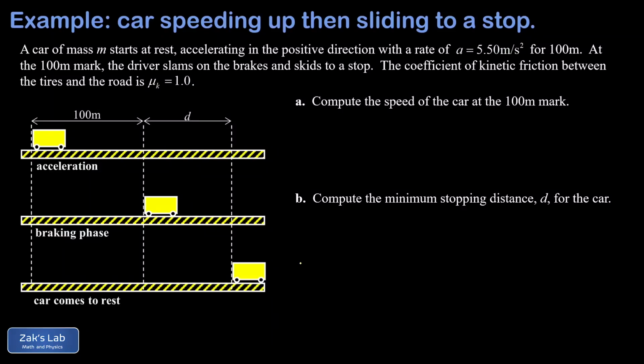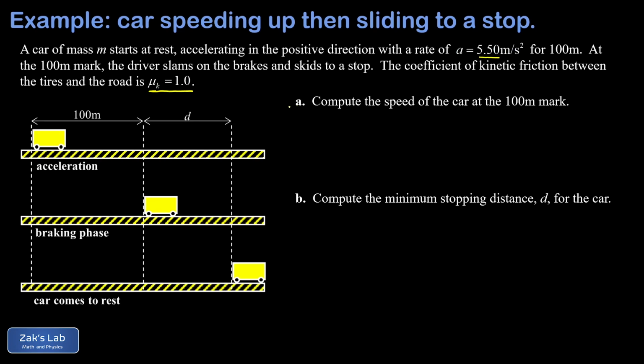In this video, we're looking at a two-part kinematics problem. So we're given a car of unknown mass. It's just called m. It accelerates from rest for a given distance of 100 meters at a given rate of acceleration, 5.50 meters per second squared. Then suddenly at the 100 meter mark, the driver slams on the brakes and just slides the car to a stop, and our kinetic friction coefficient is given as 1.0. That's an approximate value for rubber on concrete, so this is somewhat realistic.